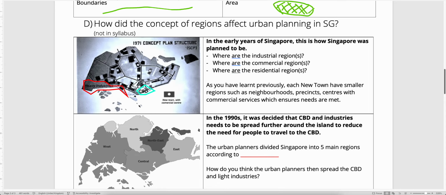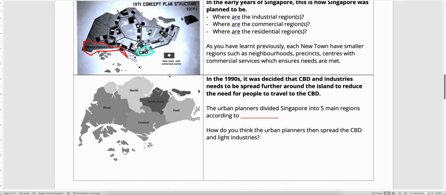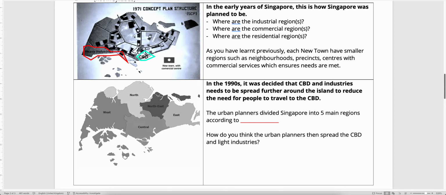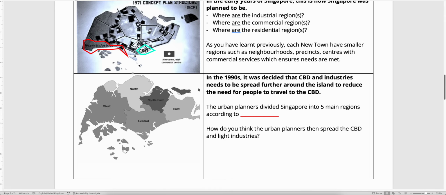And then when they moved on to the 1990s, they realized that we have more and more population. We cannot have everybody rushing to the west and the south in the morning to get to work, and then after work everybody rushing back to different parts. It's too much of a strain on our transport system. It's too inconvenient. So they decided, why not break it up into smaller regions. Each of the smaller regions will have jobs, commercial activities and industries, so that people don't really need to travel far. So they divided it into these 5 regions.